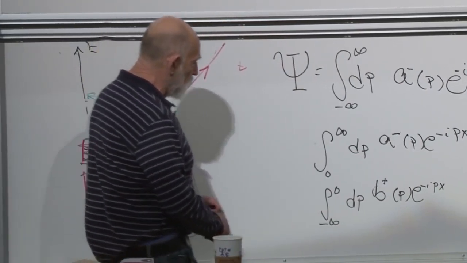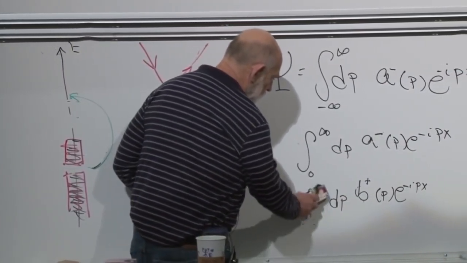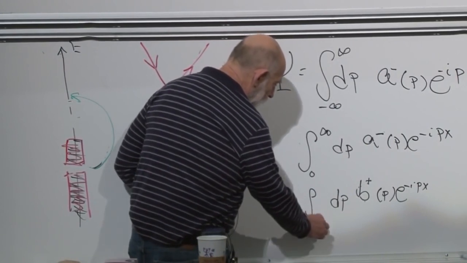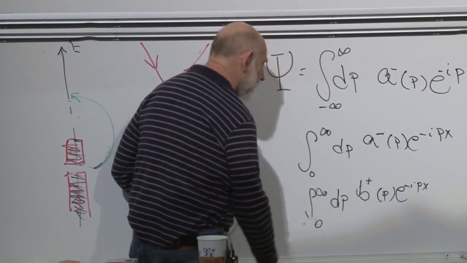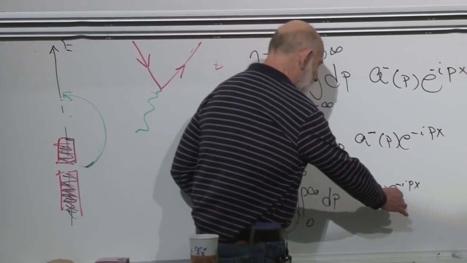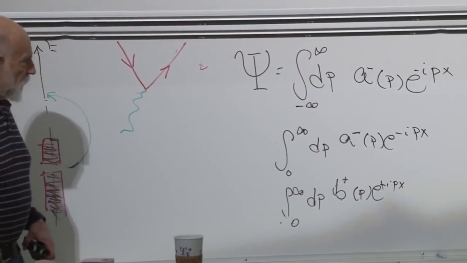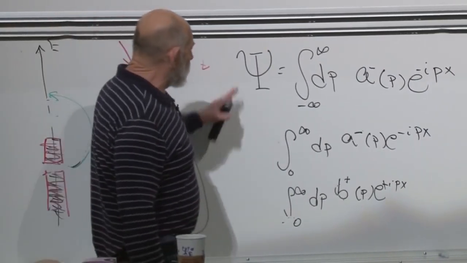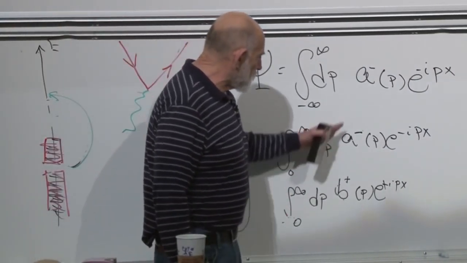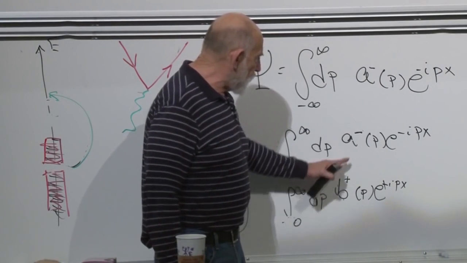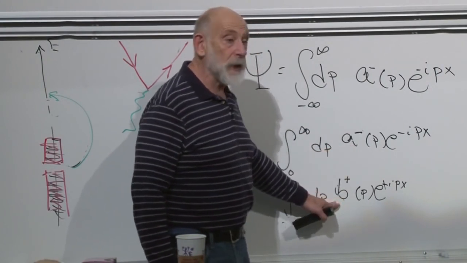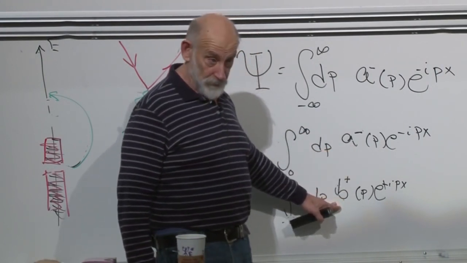And I think if you work it out and do a little bit of juggling, you'll get from 0 to infinity again. But you'll get e to the plus i p x. Yeah, you do, I think. So Dirac said, you can think of the field operator as a sum of two terms, one with annihilation operators for electrons and the other with creation operators for positrons.